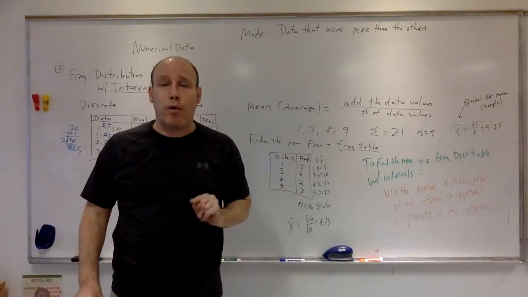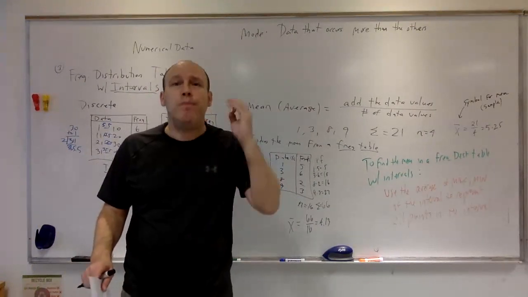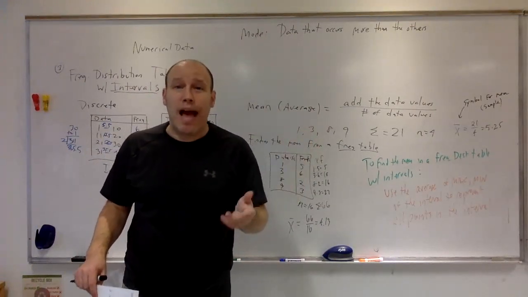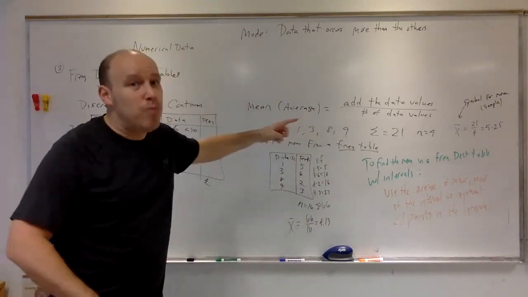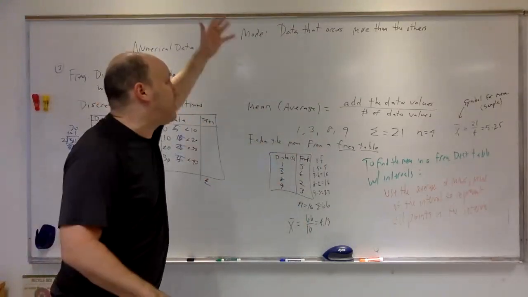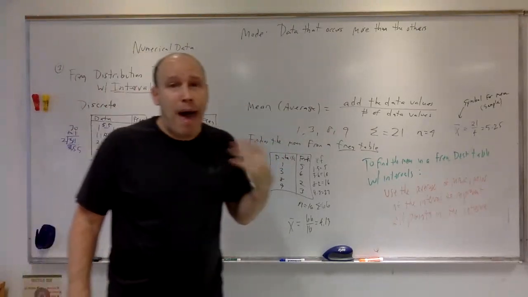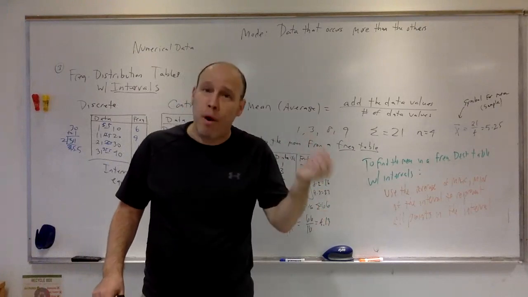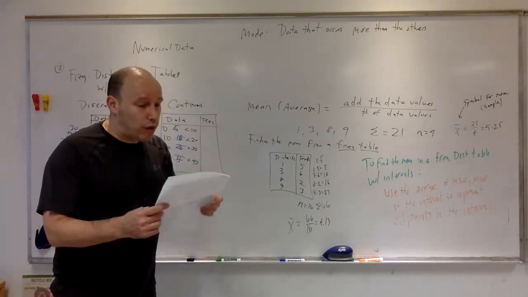1, 2, 3, 4, there is no mode. Something has to pop. Something has to be more than the other. Something has to be the maximum. And so when we have the marriage of statistics and calculus, you're going to find the maximum of a function, and that's the mode. So the idea is, what is more than the other?